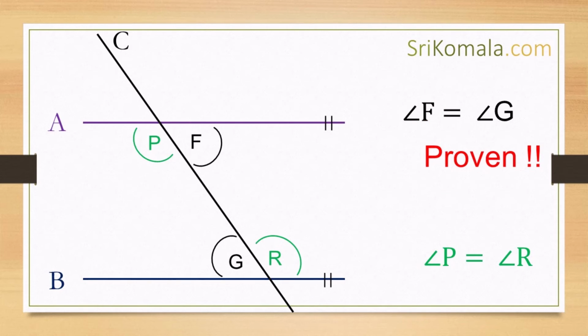The other pair of alternate interior angles can also be proven using the same procedure. Those angles are angle P and angle R.